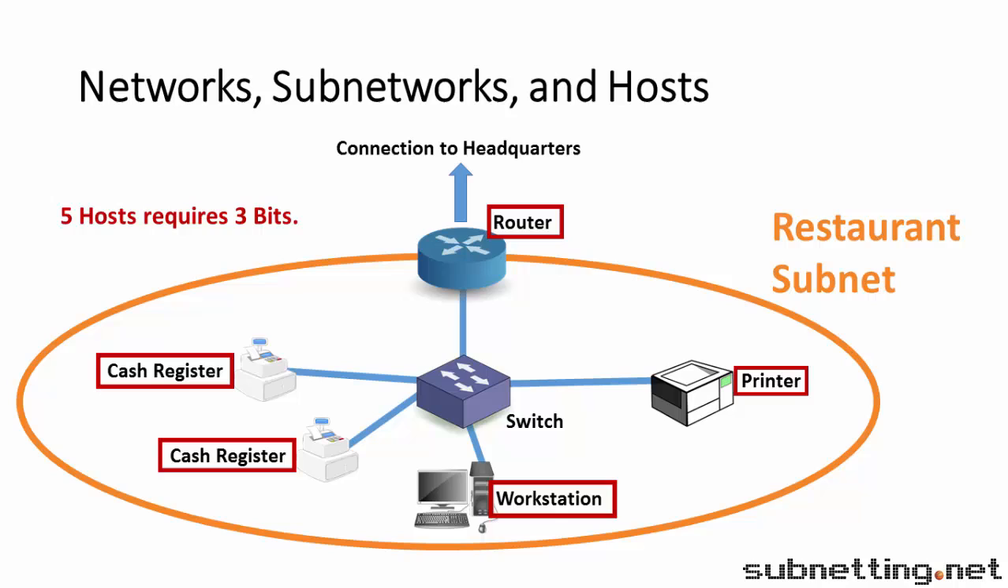Just to make sure this is clear, suppose we had 7 hosts. 7 plus 2 is 9. The smallest power of 2 that is greater than or equal to 9 is 2 to the 4th power, which is 16. So if we had 7 hosts, we would have needed 4 bits.